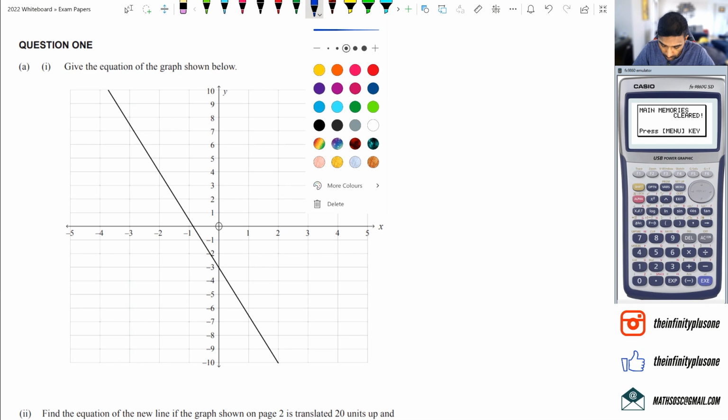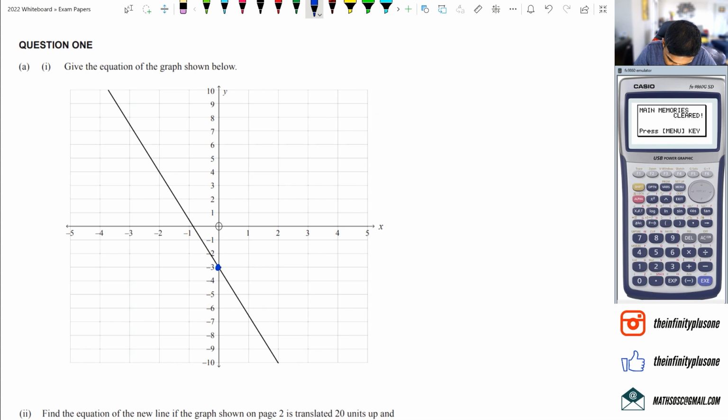And I'm going to do this the long way first. So the long method is this one here. I'm going to have a look at this here, which is -3. That -3 right there is the y-intercept. So if you have a straight line equation, we know that we can say y equals mx plus c, the c value being wherever the line cuts the y-axis. So in this case, what we've got here is mx - 3. Now we need to figure out what the gradient is, which is what m is.